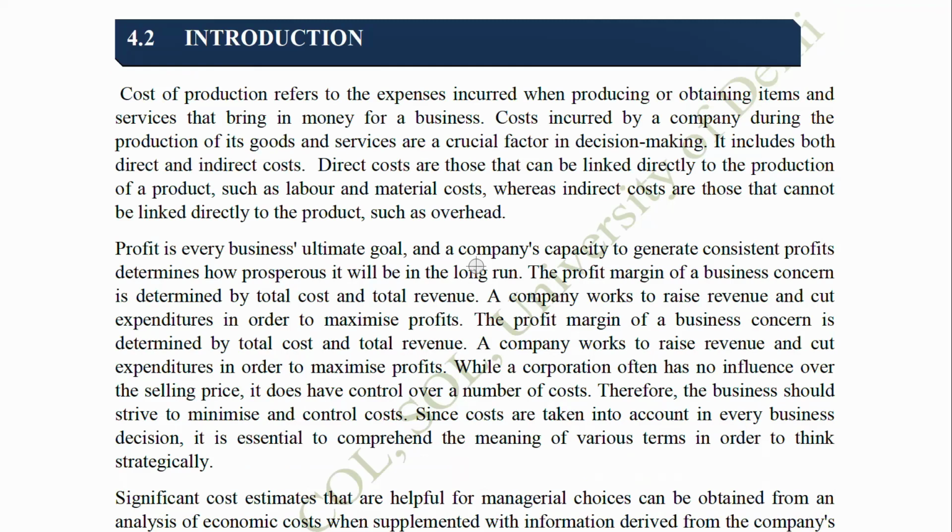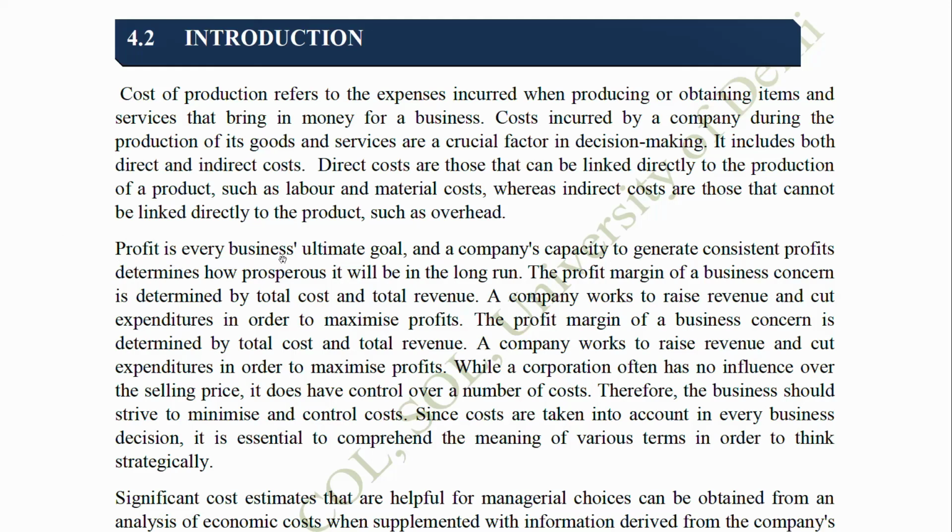4.2 Introduction. Cost of production refers to the expenses incurred when producing or obtaining items and services that bring in money for a business. Costs incurred by a company during the production of its goods and services are a crucial factor in decision making. It includes both direct and indirect costs. Direct costs are those that can be linked directly to the production of a product, such as labor and material cost, whereas indirect costs are those that cannot be linked directly to the product, such as overhead.